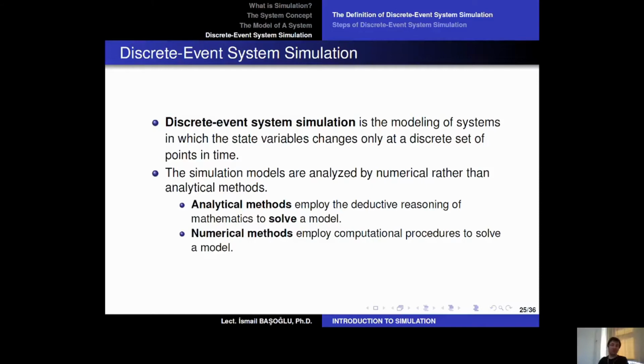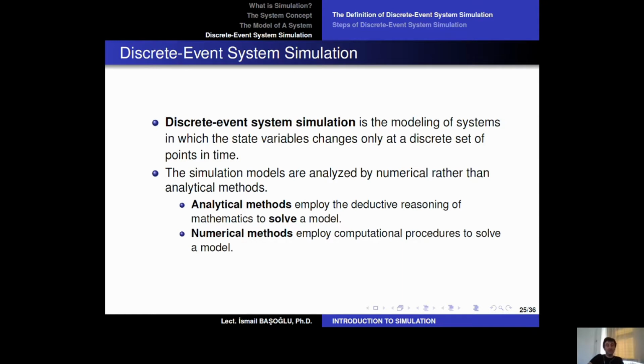So discrete event system simulation is the modeling of systems in which the state variables change only at a discrete set of points in time. As we have said, that is the definition of discreteness, and the simulation models that we create in such sense are called discrete event system simulation models.